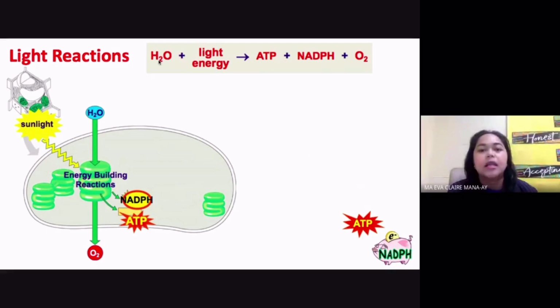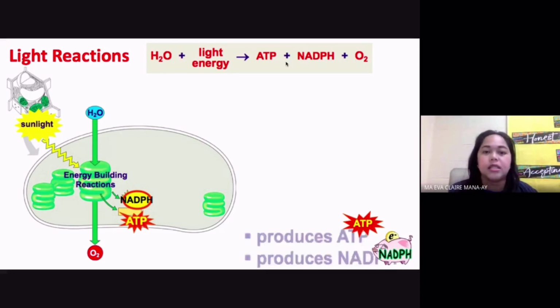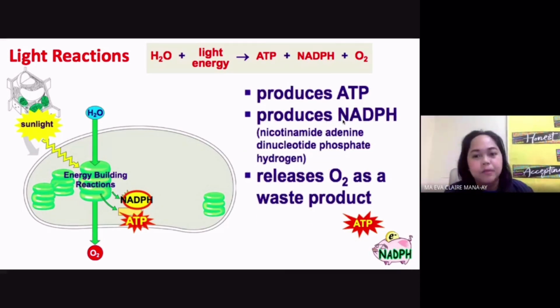Then, of course, your products here, it is not only oxygen. It's not only oxygen that is the product. You also have ATP and your NADPH, the sources of energy, which is going to be used in the next stage, the next reaction of photosynthesis. So it produces ATP. It produces NADPH. If you want the full name for NADPH, it's nicotinamide adenine dinucleotide phosphate hydrogen. In this chemical substance, your energy is concentrated in your hydrogen. That's where you find most of the energy. And of course, it also releases O2 as a waste product.